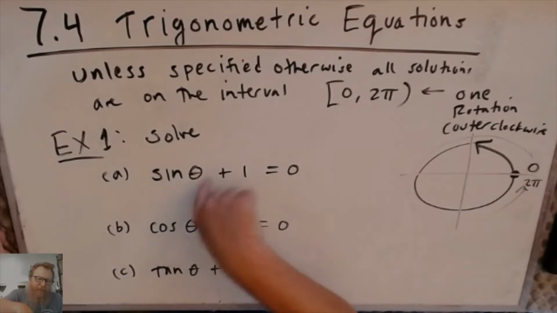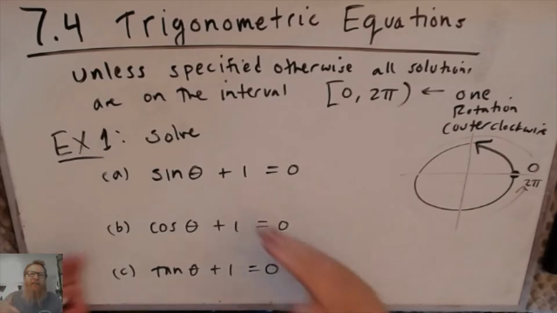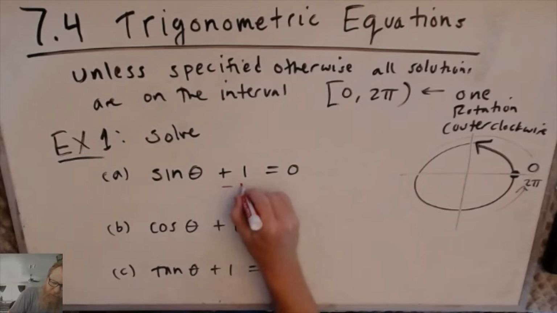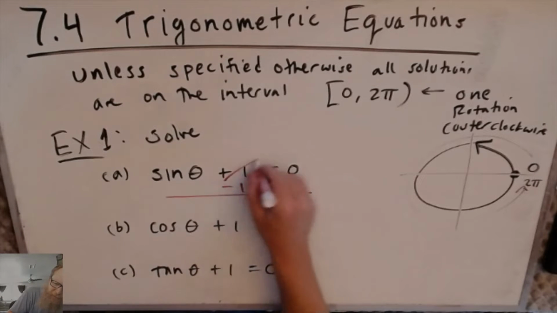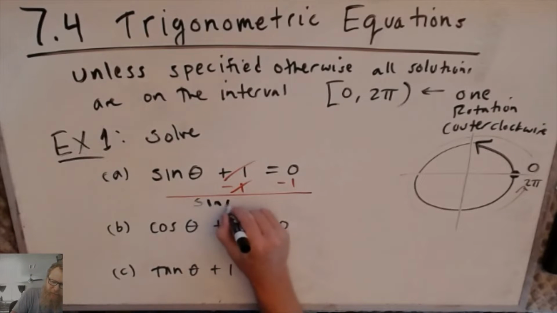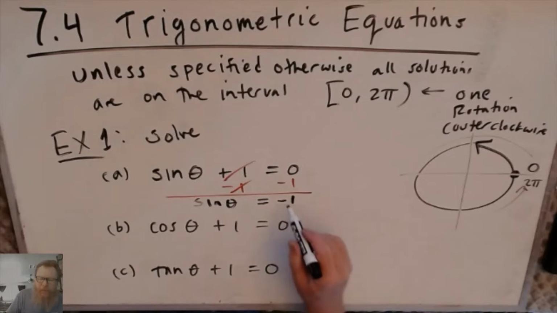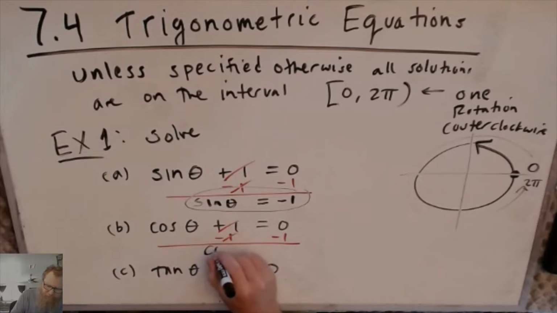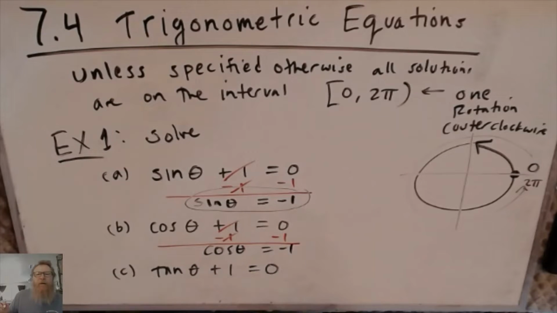So basically, your theta is acting like your x, and you're going to solve. I'll show you the mechanical way to do it, which is to move the 1 to the other side. And you get sine theta is equal to -1. Or in this case, you're going to get cosine theta is equal to -1. Or in this case, you're going to get tangent theta is equal to -1.